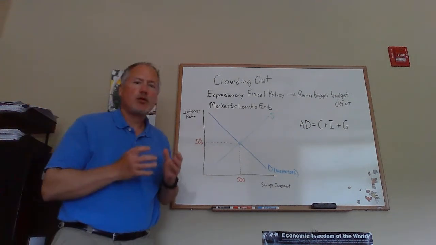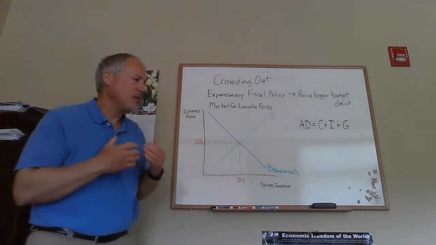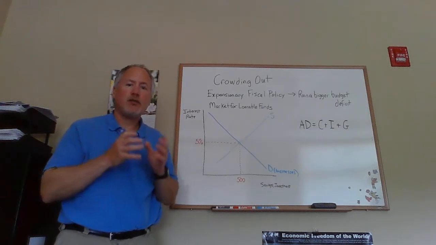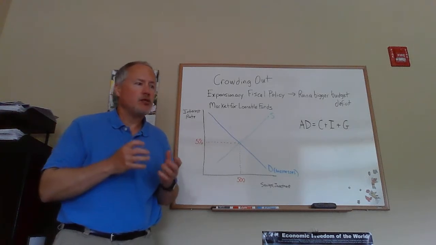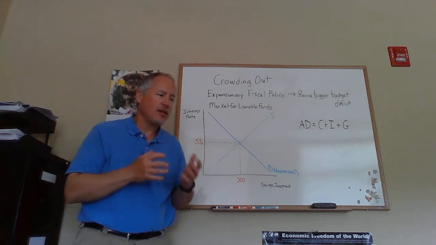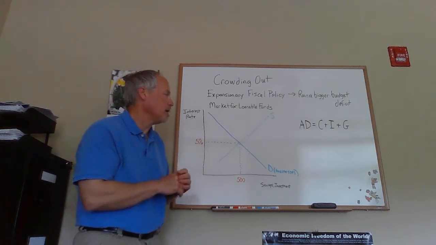This video is going to talk about crowding out. Crowding out is one of the possible limitations of fiscal policy. This is a topic from chapter 16 in the textbook.